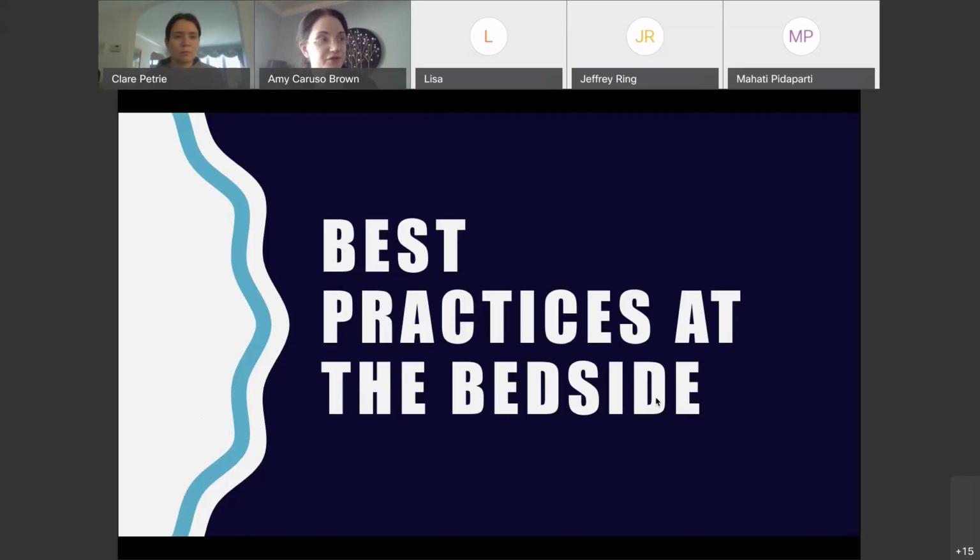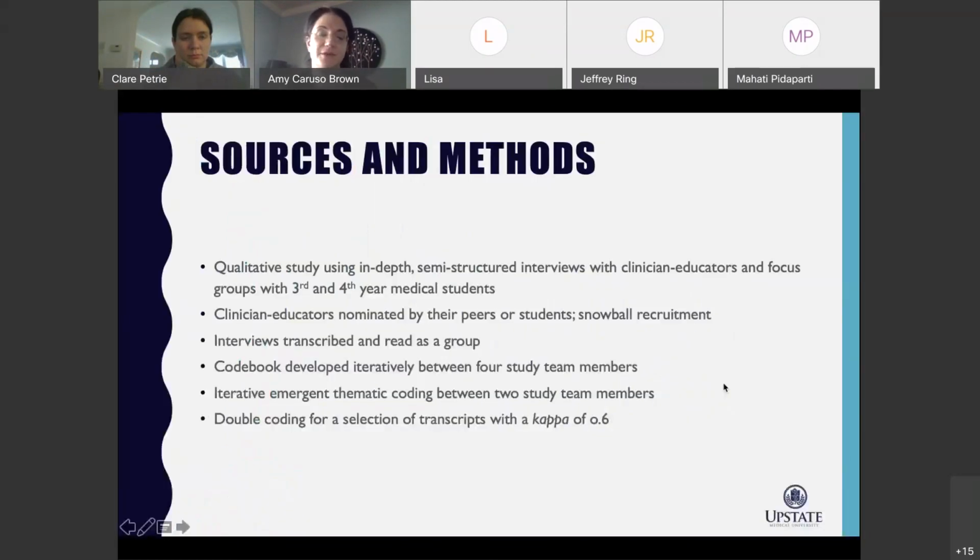So we started from that point and said, well, what do these people who are already experts, what do these faculty know about teaching at the bedside, and what can we learn from them and perhaps adapt into guidelines that we can share with other faculty who don't self-identify as experts?